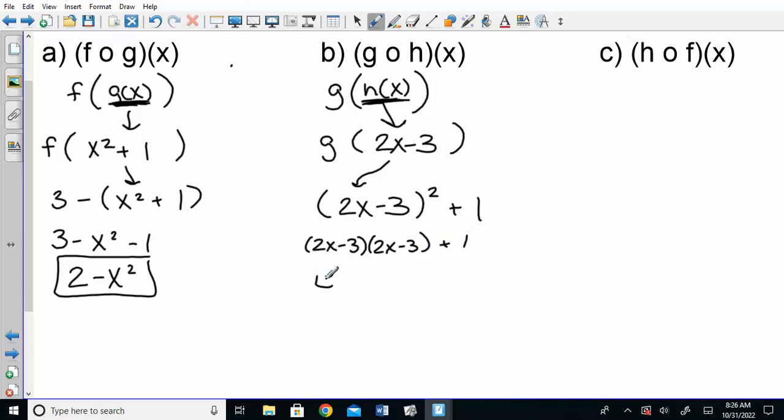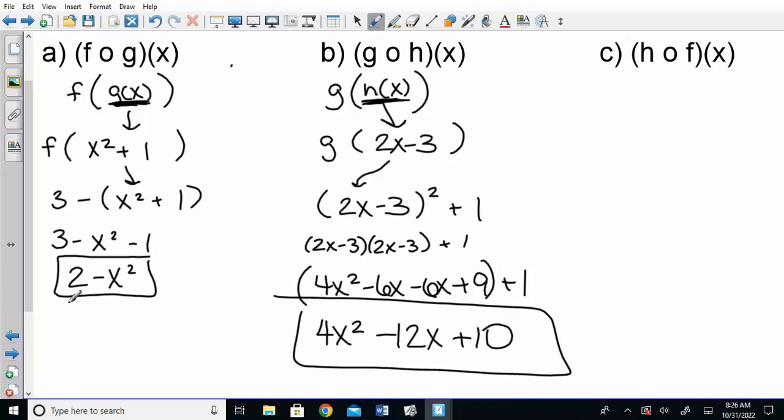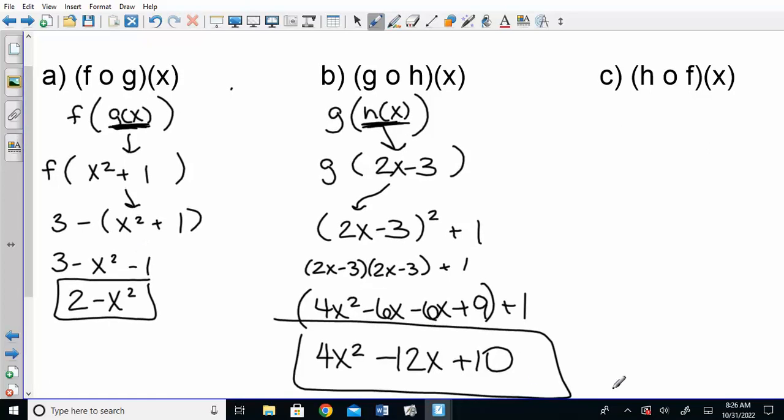So we get 4x squared minus 6x minus 6x plus 9. And then we still have that plus 1 on the end. So add like terms. And we get 4x squared minus 12x plus 10.